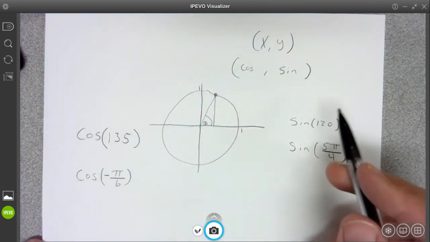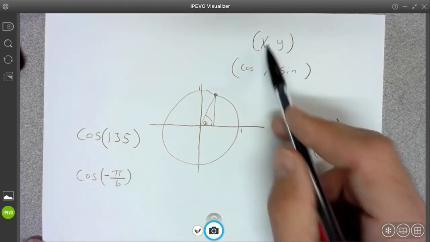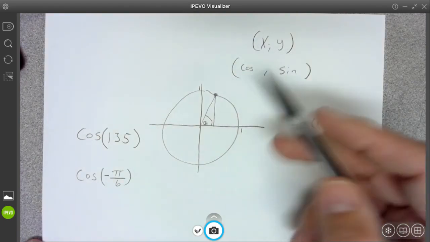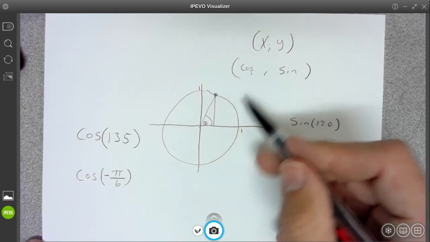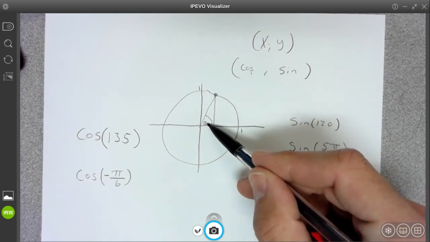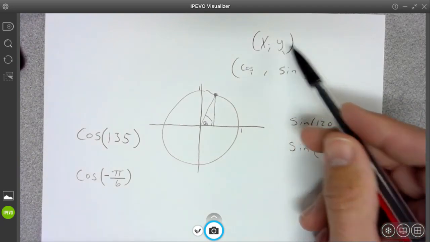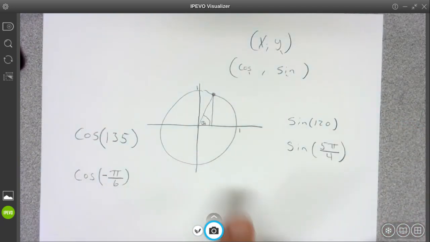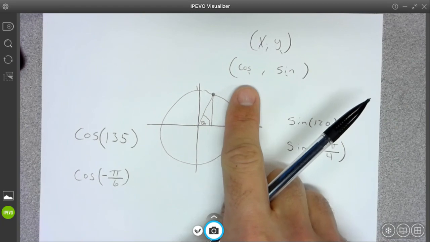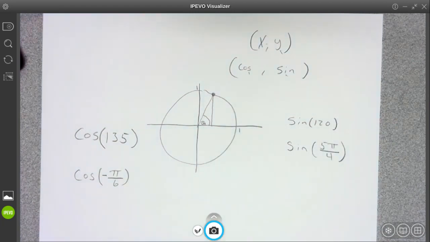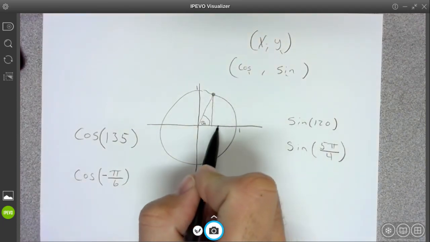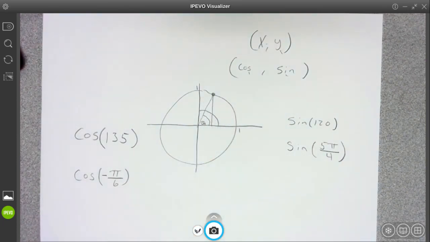Now, the cool thing is that the x value of that point was the same as the cosine of that angle. That's what we figured out in that last video. And similarly, the y value was the sine of that angle. So this is the way that we're going to start thinking of sine and cosine, and it's really going to help us go beyond these little 90-degree angles.